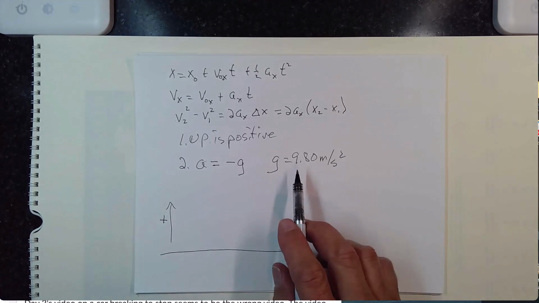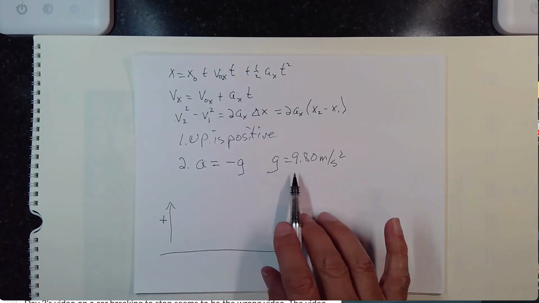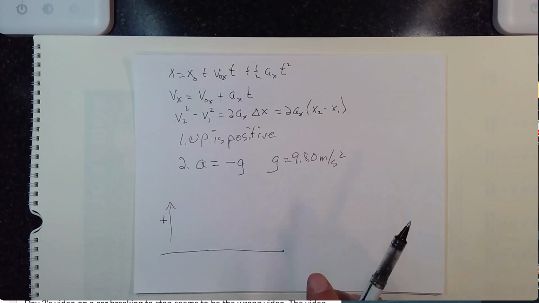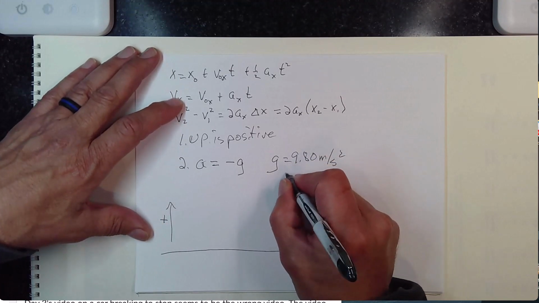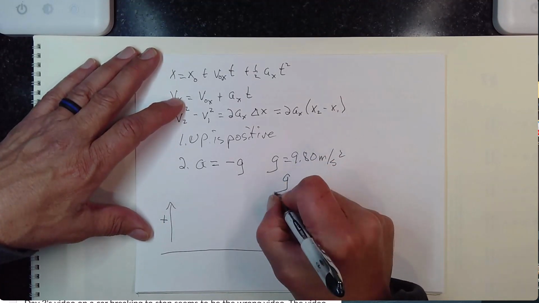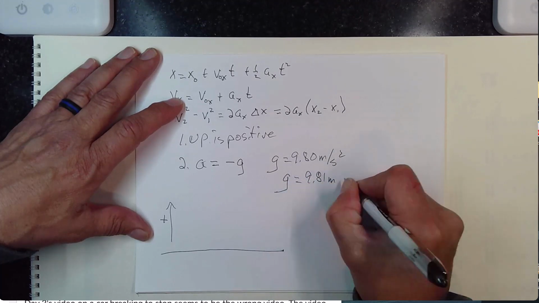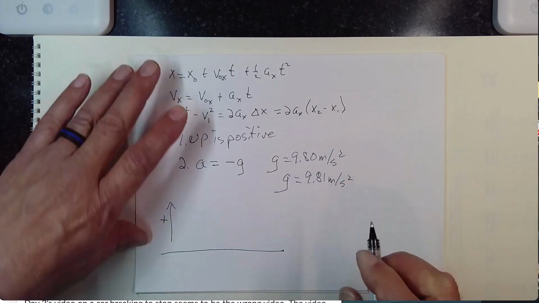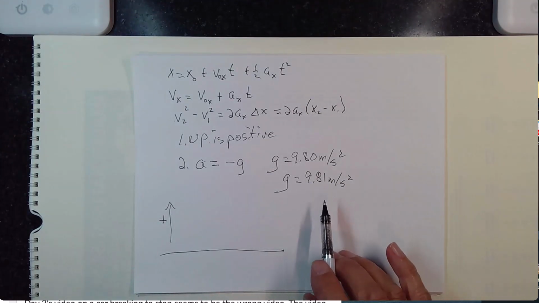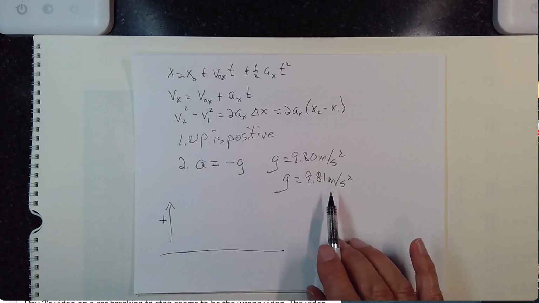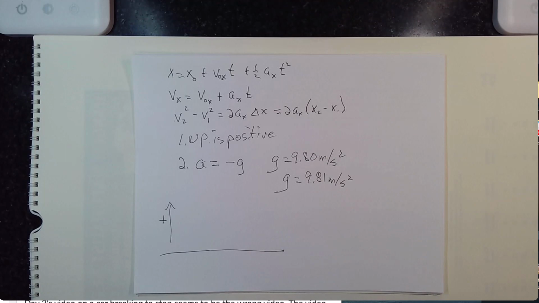Now, this is location dependent on the Earth. There isn't a huge amount of variation, and so 9.80 is probably an okay value, but you'll find that an awful lot of the time I'm going to write it with g is equal to 9.81 meters per second squared, and that's about what the acceleration due to gravity is in Moses Lake. Actually, it's about 9.806 or something like that, but it rounds to 9.81 meters per second squared.